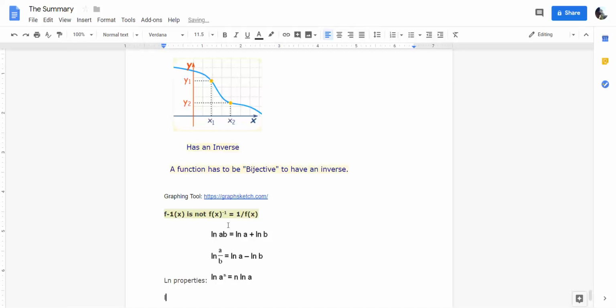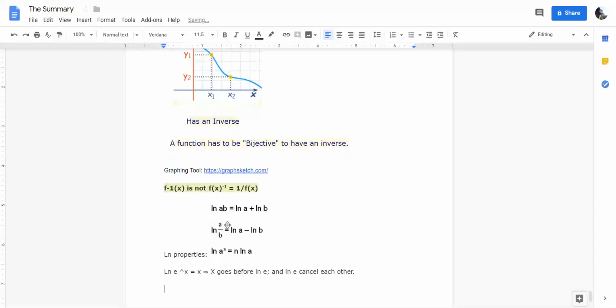So ln e to the power of x equals x. Why is this? The reason behind this is that ln and e cancel each other out, and x remains. That's how it is.